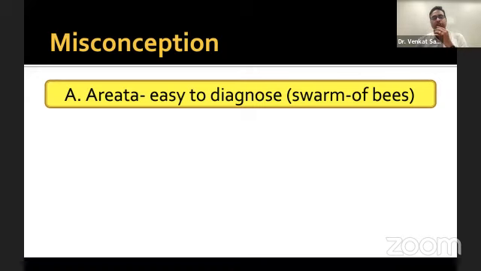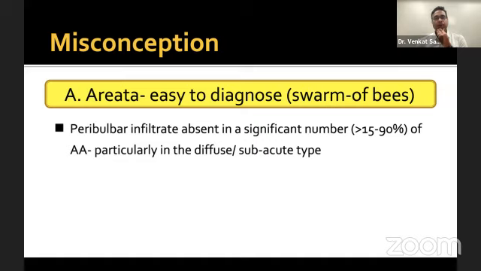So first, misconception: alopecia areata is easy to diagnose with a swarm of bees appearance. The peribulbar infiltrate is absent in a significant number of cases, anywhere from 15 to 90% of cases based on the study, particularly in the diffuse subacute type, which have no peribulbar infiltrate. And I struggled a lot in my early days when I was looking at hair biopsies of alopecia areata. I couldn't see the infiltrate, and I was like, how do I make a diagnosis?